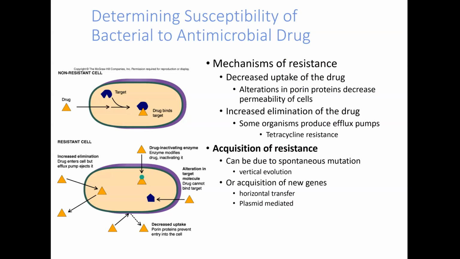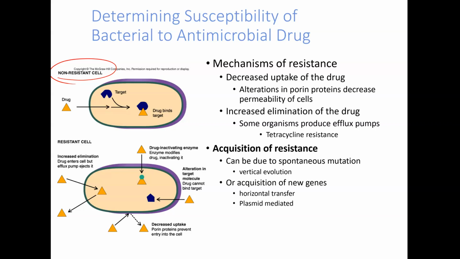This is very similar to a figure in your book. Figure 20.14, very similar to that figure, and it talks about the different mechanisms of resistance. Remember, in a non-resistant cell, in other words, a sensitive cell, the drug gets into the cell, it binds to the target, and usually inhibits that target in some way. In a resistant cell, there's basically 4 different possibilities that can happen.